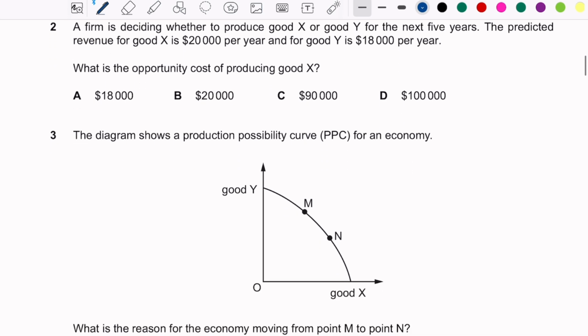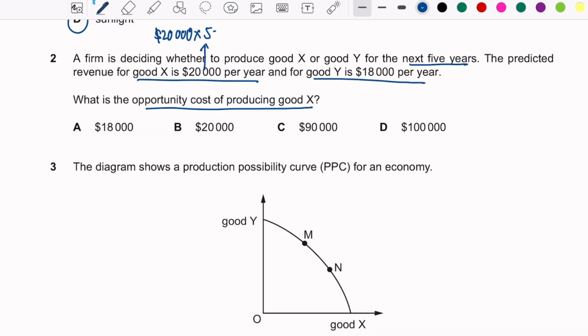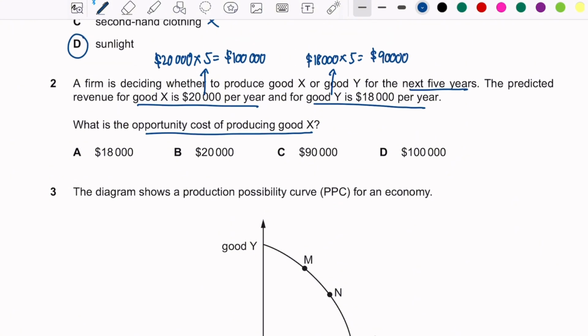2. A firm is deciding whether to produce good X or good Y for the next 5 years. The predicted revenue for good X is 20,000 per year and for good Y is 18,000 per year. What is the opportunity cost of producing good X? So if it's 5 years, then we just times 5. So finally, the firm decided to produce good X. So the opportunity cost is good Y. So we choose good X and not good Y. So the opportunity cost is 90,000. Answer is C.